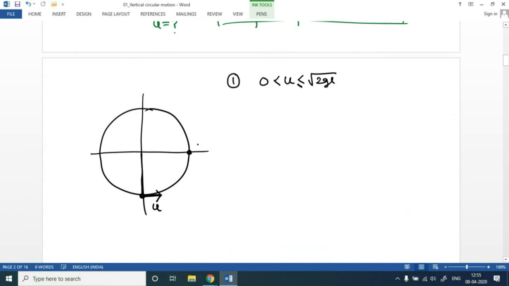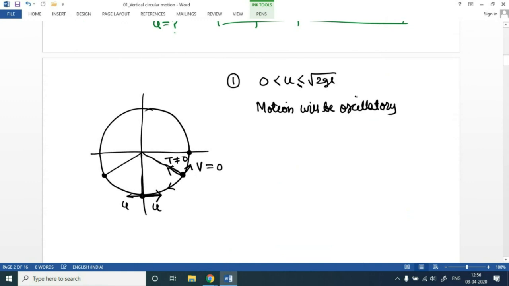But if u is less than root 2gl, the particle will reach somewhere over here, and at this point the tension will not be equal to zero, definitely, because in the lower quadrant tension cannot be zero, but v finally will become zero. So by reaching over here, it will again turn back, and it will come back here, and it will move in this direction, and now here at this position it will have speed u in the backward direction, and it will move in the other direction also. So the motion here will be oscillatory, the motion of a pendulum. Okay, so this is the first situation.